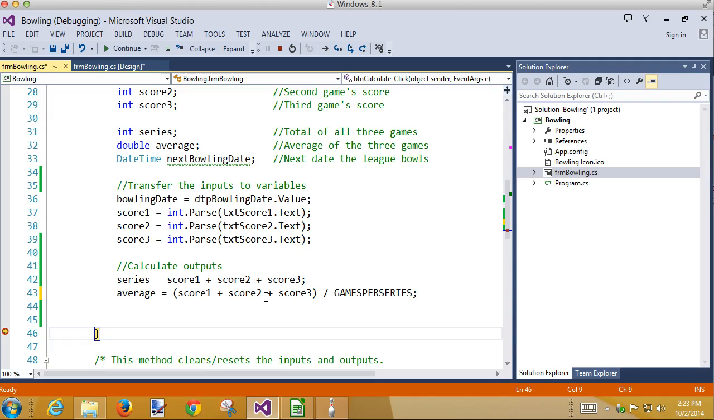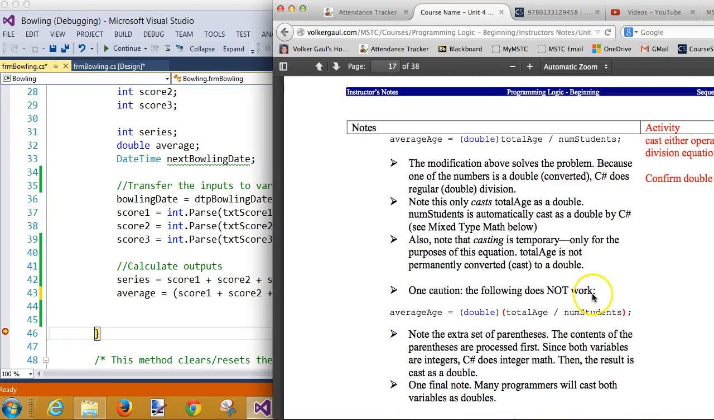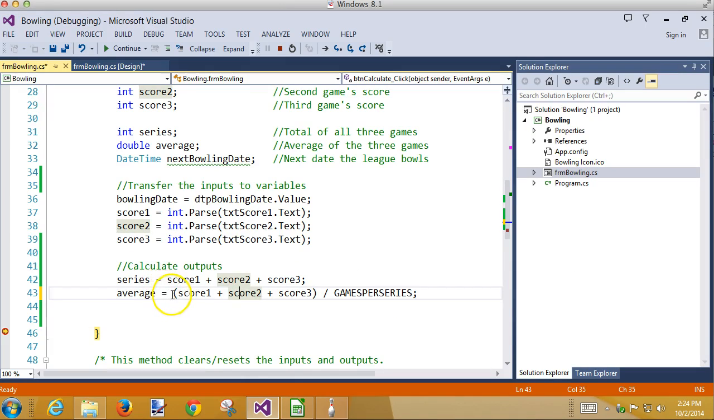We picked the right type. Bowling scores are integers. The series is an integer. The games per series is an integer. Those are all the right types, so you don't change their types. Instead, you typecast. We are going to change one of these, one value is all it takes, just one, into a double. I don't have a problem here. The problem is here. This total is still 305.